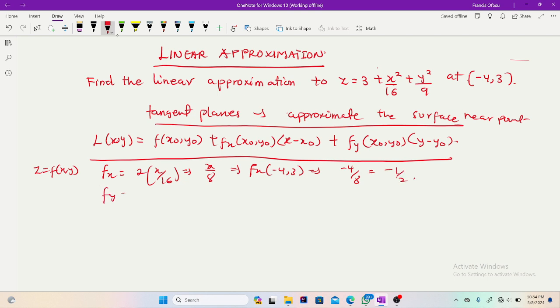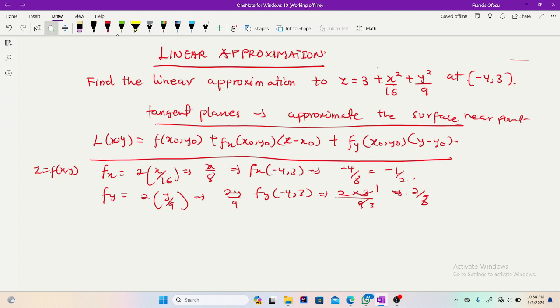Then I'll have fy, where the x squared term goes away because x is a constant. I'll simply have 2 times y on 9, so this gives me 2y on 9. So the fy of negative 4, 3 is simply equal to 2 multiplying y, which is 3, all over 9. The 3 goes into 9 once, and 3 goes here. So I'll simply get 2 out of 3. So this is the functional value at negative 4, 3.